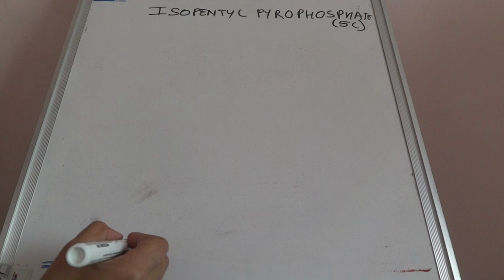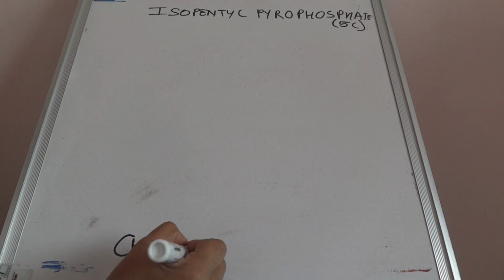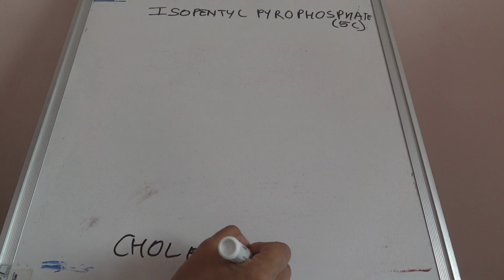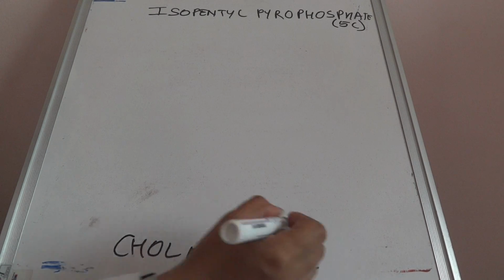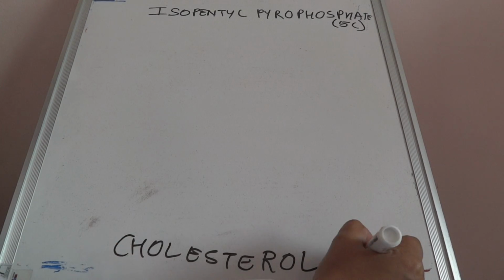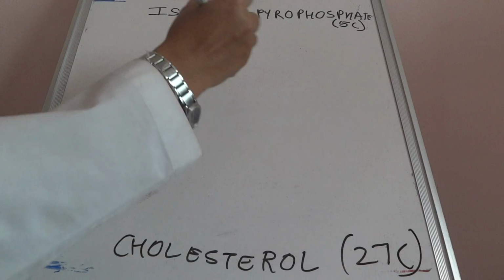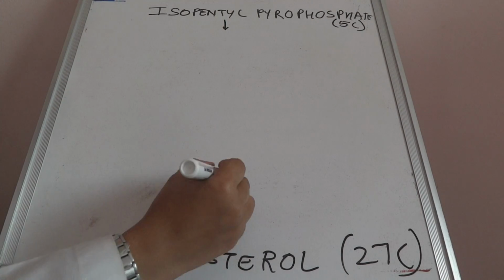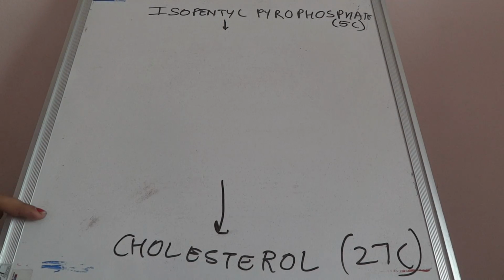and as we know, cholesterol is the last step in this cycle that we are supposed to form, and it is 27 carbon. So there are steps where cholesterol will be formed, that is, a 27 carbon molecule will be formed from isopentyl pyrophosphate, that is a 5 carbon molecule.